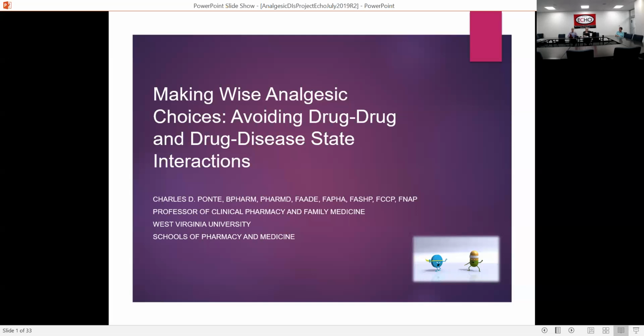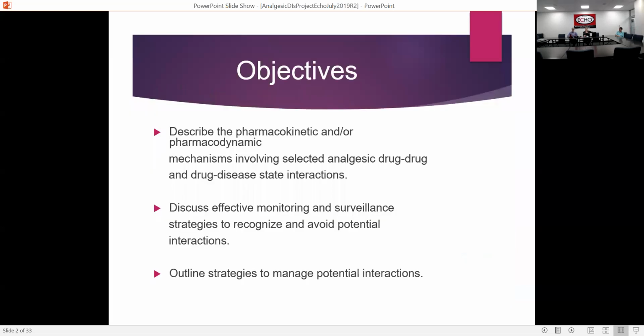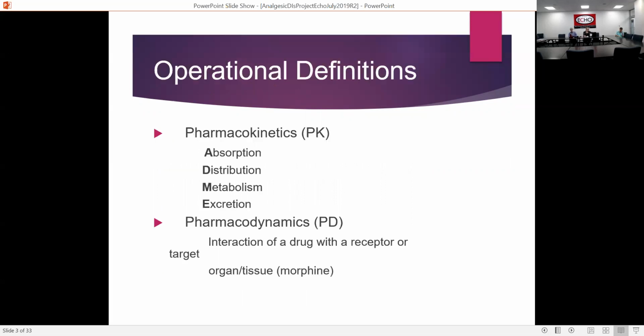So my intent today is basically to describe some of the pharmacokinetic and pharmacodynamic mechanisms that involve selected drug-drug and drug-disease state interactions, and then look at some tools and some monitoring and surveillance strategies to recognize and perhaps avoid some potential interactions, and then look at some strategies, just basic overview concepts, as to how to manage potential interactions.